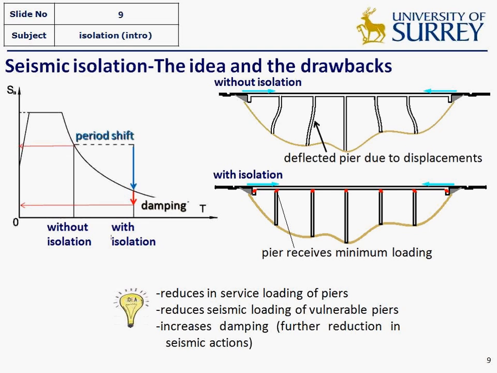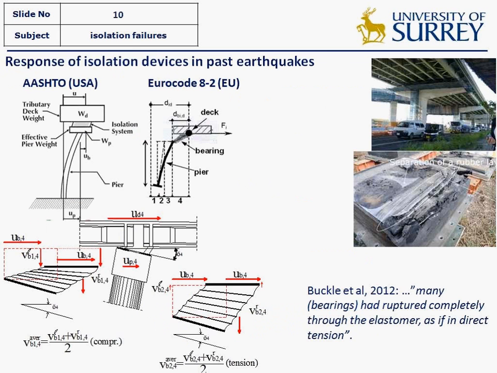But past earthquakes showed that actually that was not a really good idea, because many bridges failed during the 2011 Great Tohoku earthquake in Japan. Many bearings were found to have ruptured completely through uplift and direct tension. So what happened there?